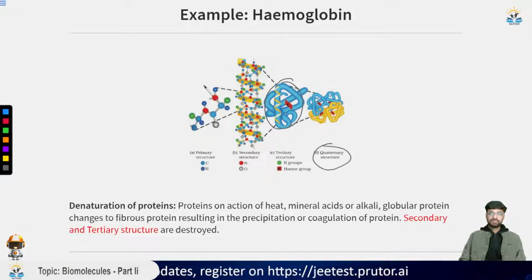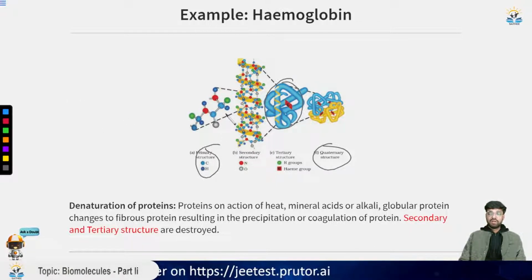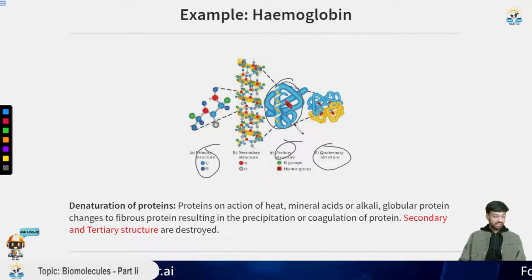These four combine to form the quaternary structure. So initially we have a primary structure. This primary structure folds to get your secondary structure. Now this again folds to get the tertiary structure. Now one or more units of tertiary structure come together to form a quaternary structure. Now the protein is formed.